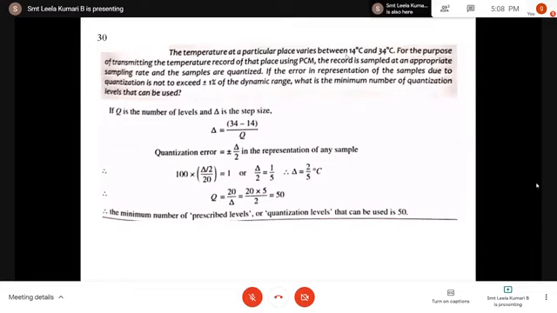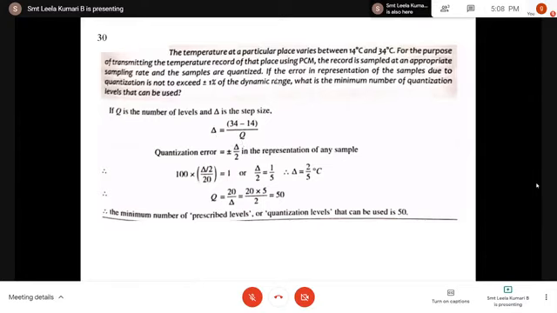So the dynamic range of the system is given by the minimum and maximum extremities, which are 14 degrees and 34 degrees. Therefore, the step size is equal to the difference between these two extremities divided by the total number of levels: 34 minus 14 divided by Q. And we know that the quantization error is plus or minus delta by 2 in the representation of any sample. So the maximum quantization error is delta by 2, where delta is the step size, given by VH minus VL divided by the total number of levels.